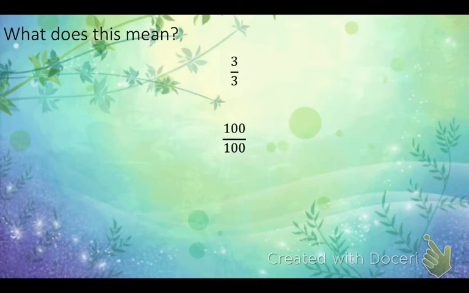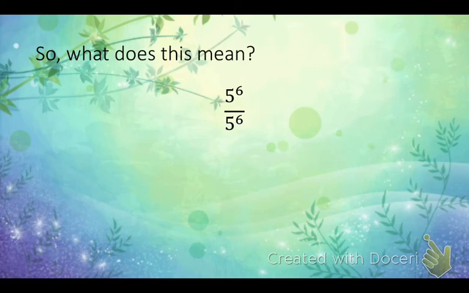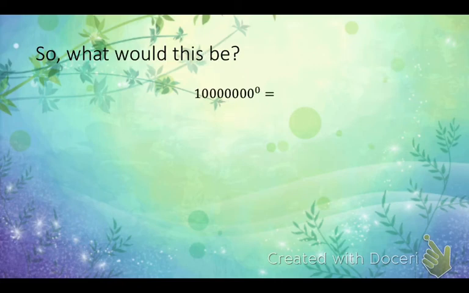So if I think about it, 3 over 3 is 1. 100 over 100 is 1. Anything divided by itself will always be 1, and that is the same case if it has exponents or not. So that equals 1. So our rule that we should write is anything to the power of 0 is 1. And that includes anything, no matter what.